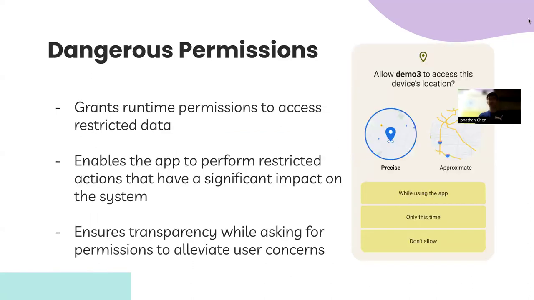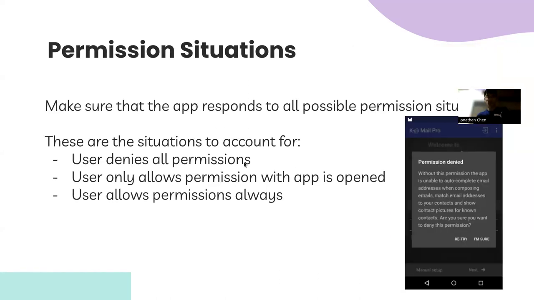So dangerous permissions are like finding the location of the phone, or some other local storage, for instance. So when you grant runtime permissions to the app, you'll get this little pop-up here. And so when you write permissions into your app, you need to think about all the different ways that your user can interact with those permissions. So after the pop-up, the user can always deny granting you the permissions, in which case you'll have to handle what you do if you have no permissions. If your app won't be able to run, you might need to keep throwing this pop-up saying this app won't work without the permissions. And then if you only allow permissions with the app open, and you need permissions all the time, you also need to consider that as well.